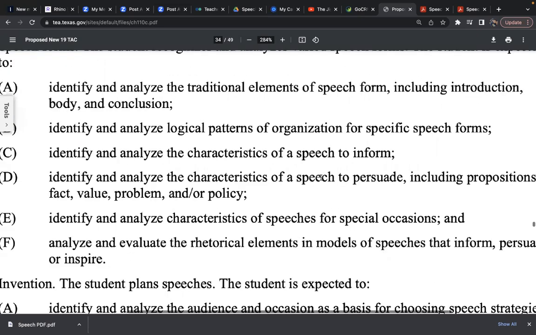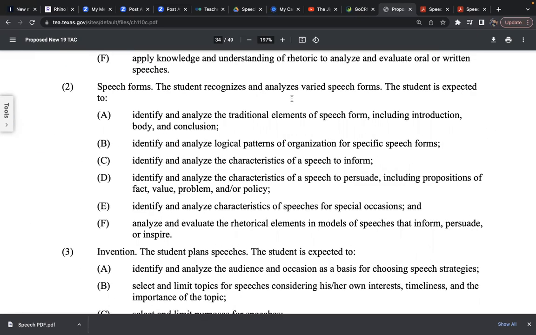By the time the student leaves your classroom, the student must be able to recognize and analyze various speech forms. And with specifics, these are them. They need to be able to identify and analyze traditional elements of speech form, including introduction, body, and conclusion. So they have to identify these in speeches. That means you have to provide opportunities for them to analyze text, right? That's what that takes. So maybe in groups they could look at which is the beginning, where is the body, what is the conclusion of this speech.